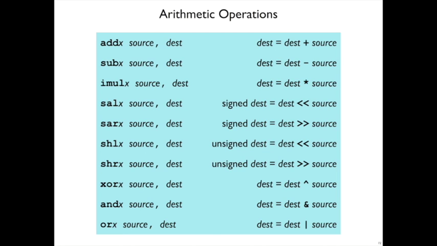For arithmetic, the processor provides the set of operations you would expect. There's an add, subtract, multiply. There are bitwise operations like shifting left and shifting right. These are the signed versions. The A stands for arithmetic, so signed versions. And then there's shift left and shift right. Those are the unsigned versions.